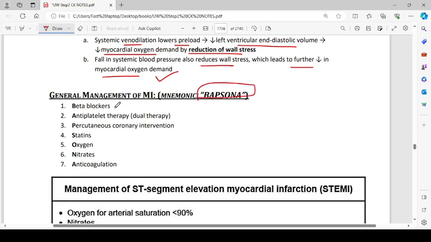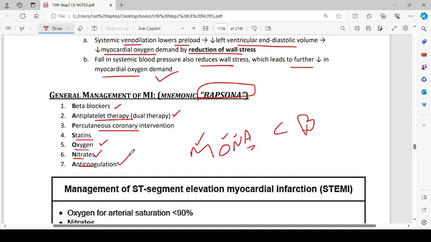It is with the beta blockers, antiplatelet therapy, dual therapy, percutaneous coronary intervention, statins, oxygen, nitrates, and anticoagulation. So if I say it is MONA B or MONA CB, M was for morphine, O was for oxygen, N is for nitrates, A was for anticoagulation. Okay. Then we have C for percutaneous coronary intervention. The B was for beta blockers, and we also give antiplatelet therapy, like we give cilostazol and I guess aspirin.